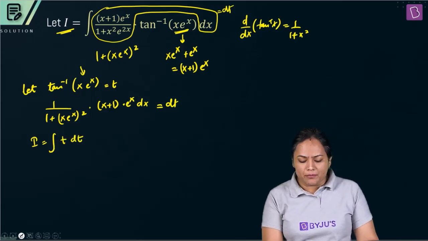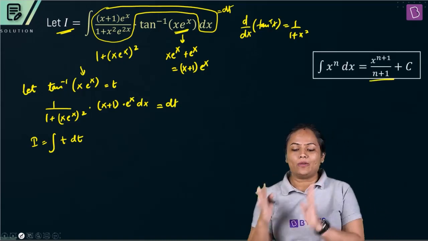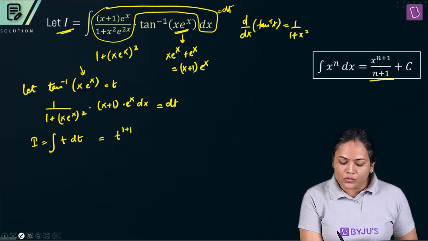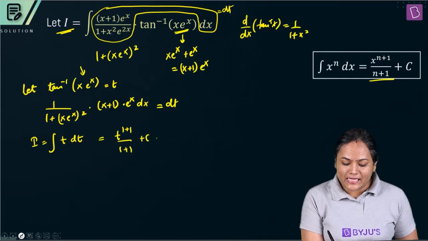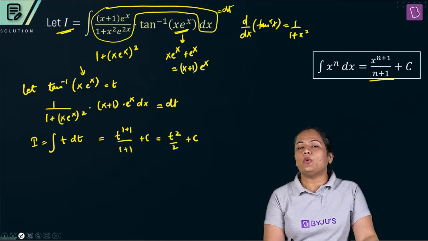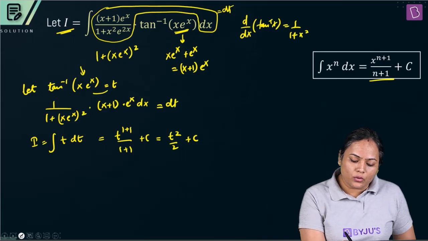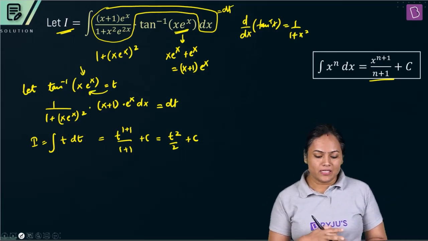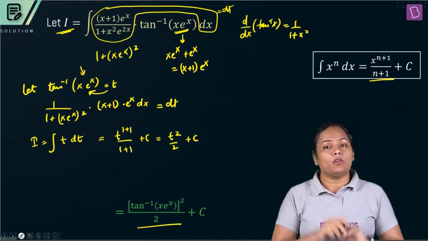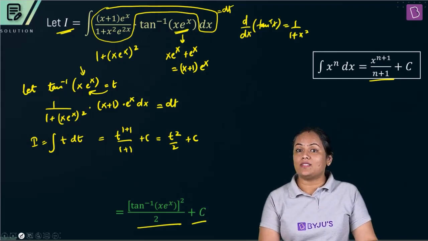And you know it's basically the x raised to n integral formula, which is x raised to n plus 1 divided by n plus 1. So it's going to become t raised to 1 plus 1 by 1 plus 1 plus c, or t square by 2 plus c. After solving this, we substitute the value of t back, and therefore it's going to become (tan inverse of x e raised to x) whole square divided by 2 plus some integration constant.